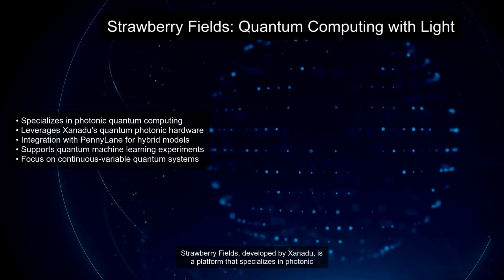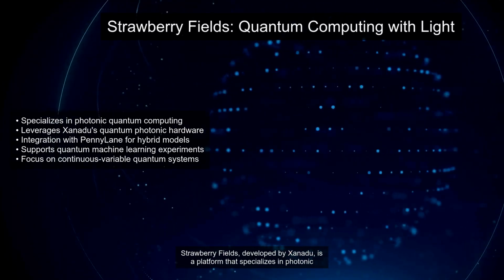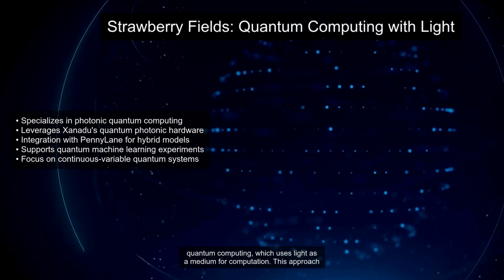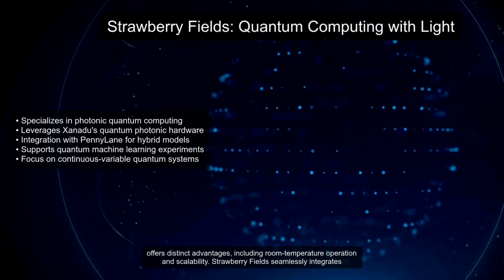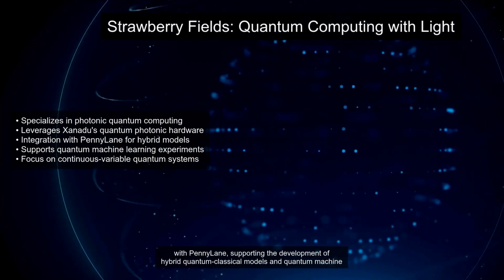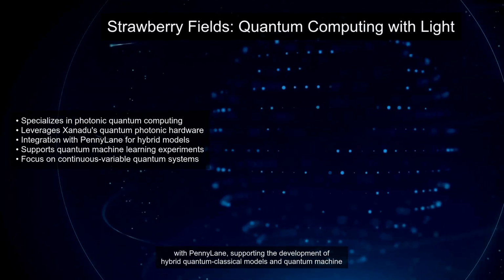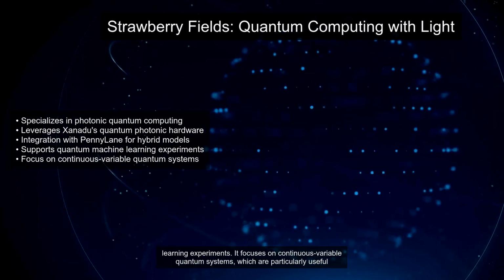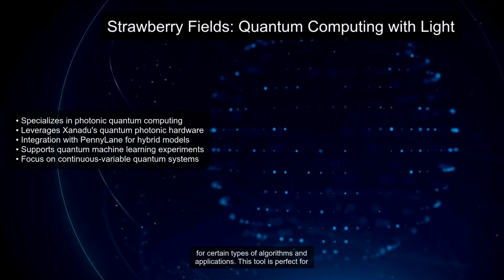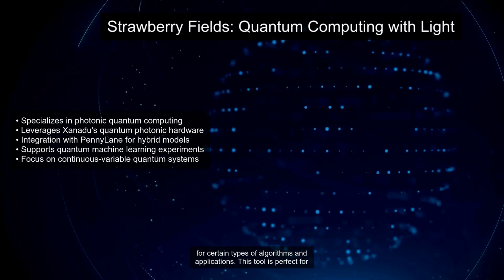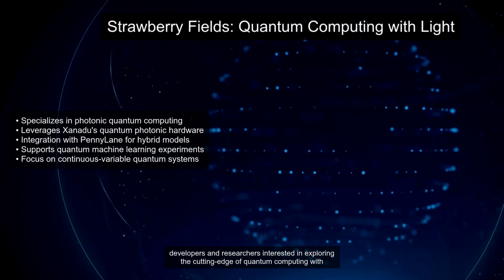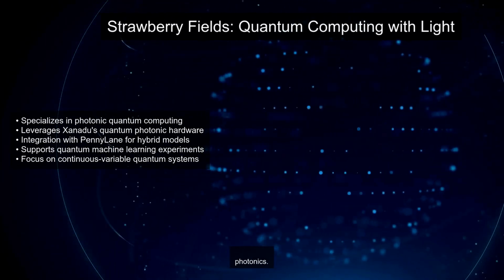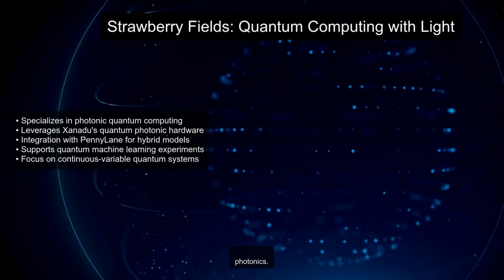Strawberry Fields, developed by Xanadu, is a platform that specializes in photonic quantum computing, which uses light as a medium for computation. This approach offers distinct advantages, including room temperature operation and scalability. Strawberry Fields seamlessly integrates with PennyLane, supporting the development of hybrid quantum classical models and quantum machine learning experiments. It focuses on continuous variable quantum systems, which are particularly useful for certain types of algorithms and applications. This tool is perfect for developers and researchers interested in exploring the cutting edge of quantum computing with photonics.